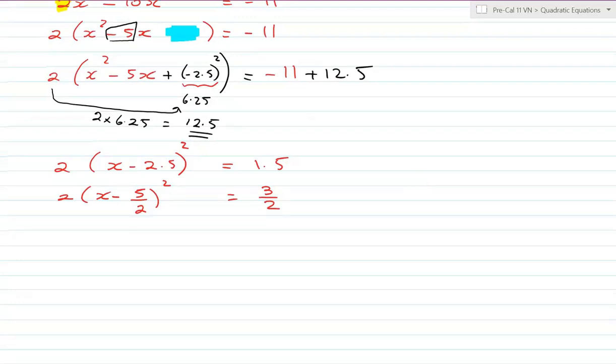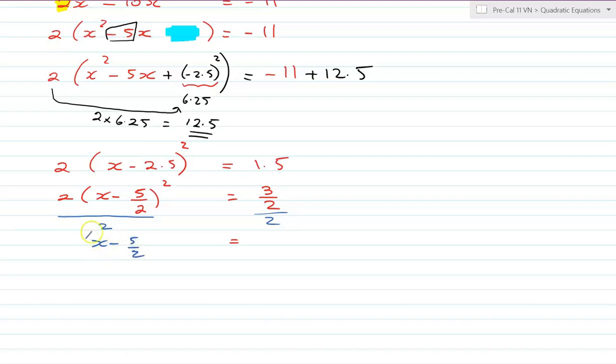Fantastic. First thing we do, we're solving for x, so we need to isolate x on its own. The 2 has to go first. Divide both sides by 2. Here it is. We're dividing both sides by 2. And when we do this, we get x minus 5 divided by 2, all squared, equals, and when you divide 3/2 by 2, it is 3/4. Okay, I'm hoping that you can see that.